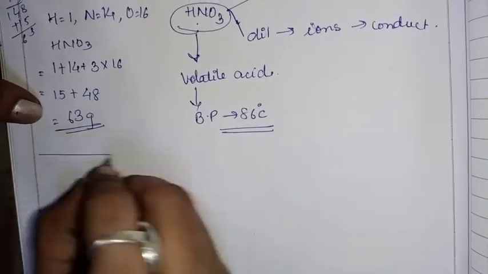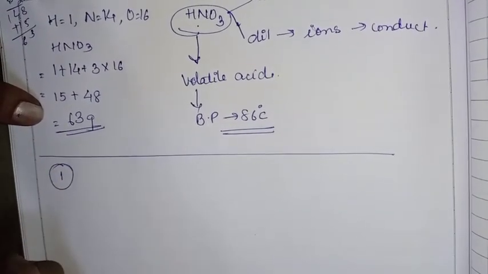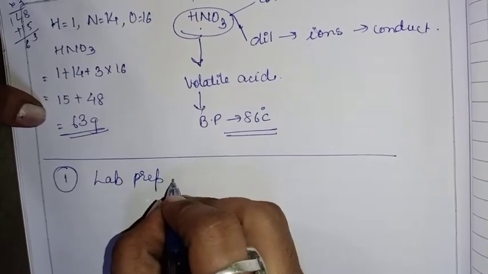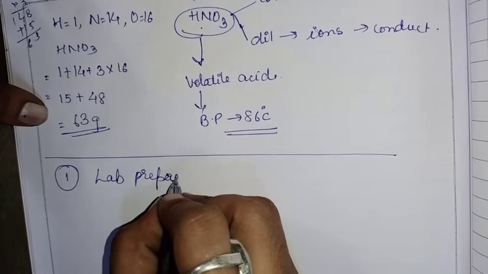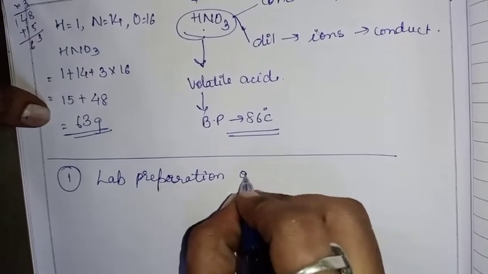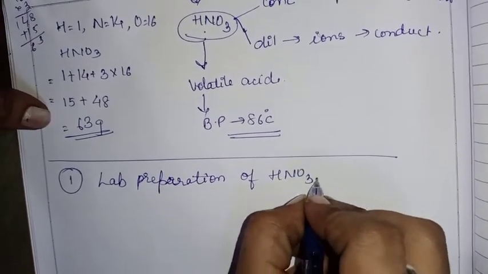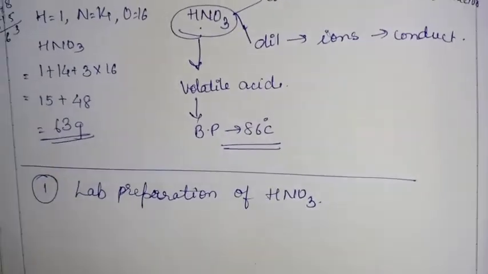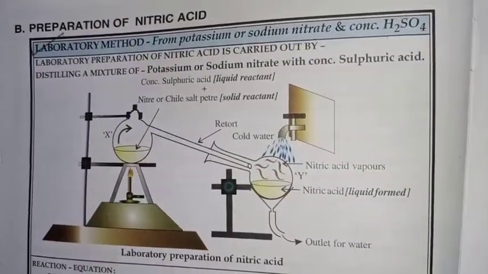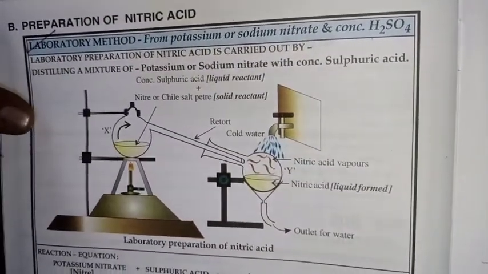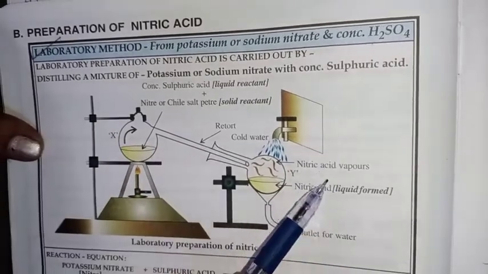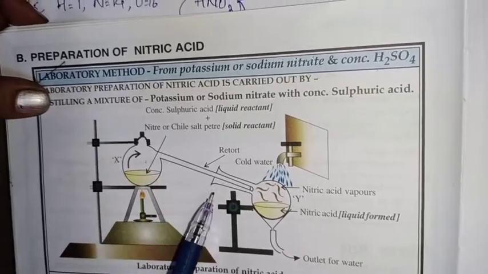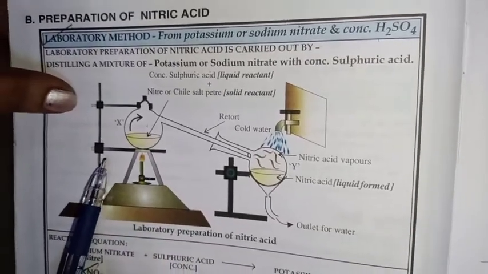So let us start the first part of our syllabus, that is the laboratory preparation of nitric acid, children. Now in this we have to see certain parts. Before that, I am going to just show you the diagram. See, this is the diagram. In the laboratory preparation of nitric acid, you can see there is a retort, a glass retort, held with a stand.